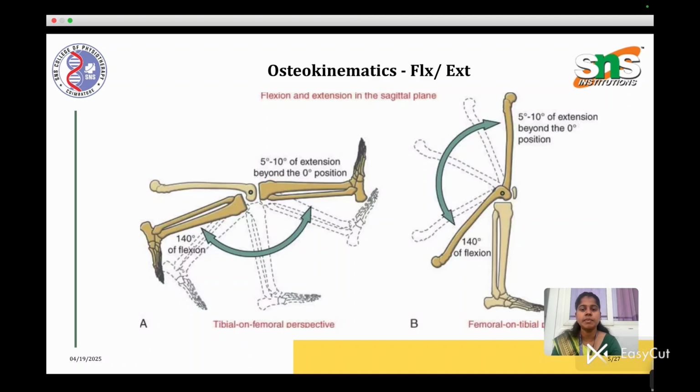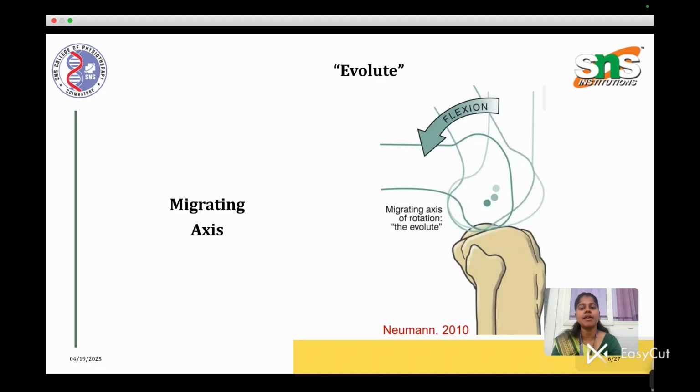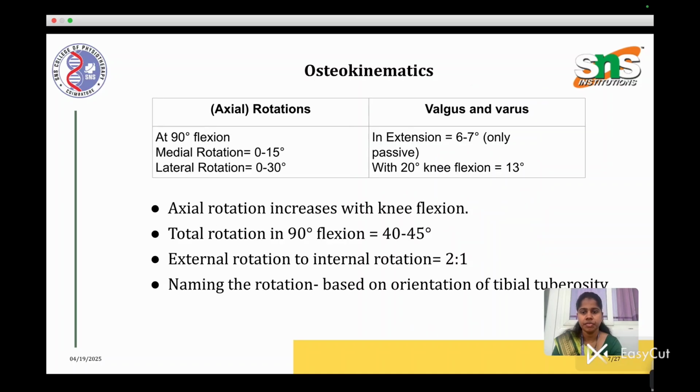So this is nothing but a picture representation of the flexion and extension degrees which we have discussed before. It is nothing but an evolute, that is done in a migrating axis, that is flexion of the femur over the tibia. Here comes the axial rotation and valgus and varus.